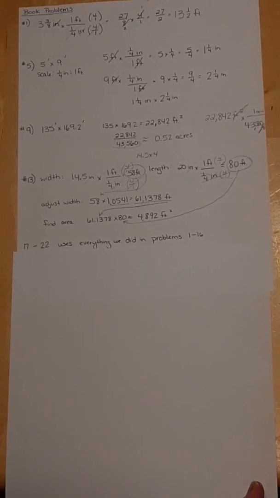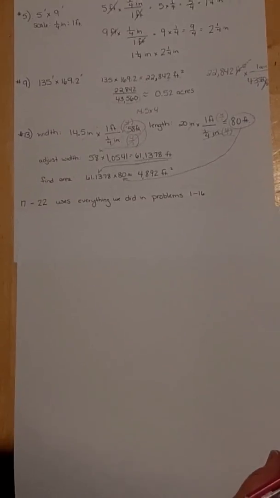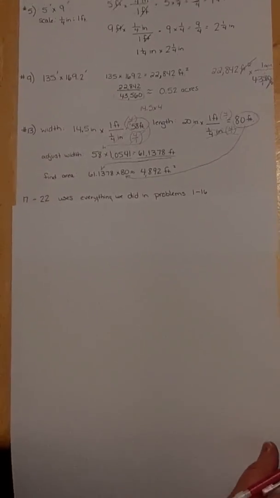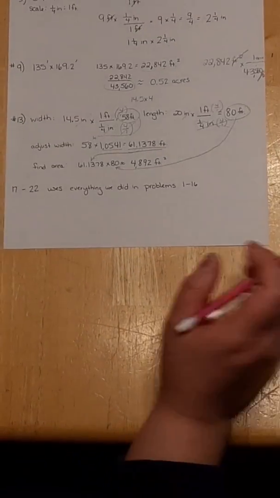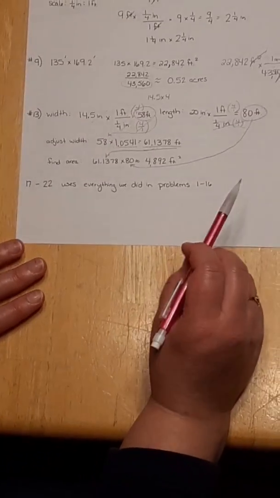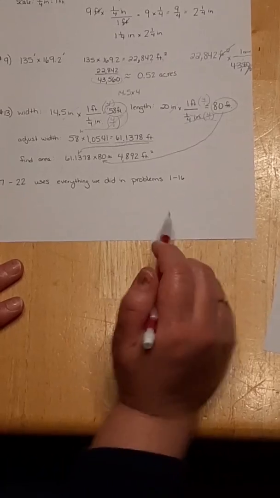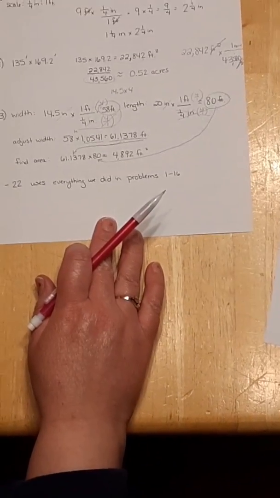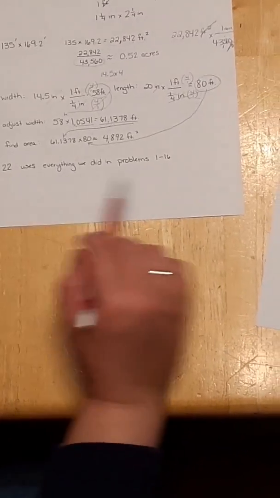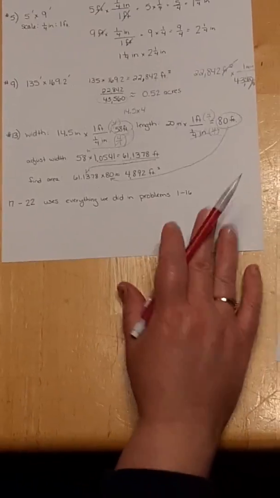If you flip over your book to page 394, you have a real life example. 17 through 22 gives you the dimensions of a single story house. You're going to apply everything that we did here to this problem. And good luck on it.